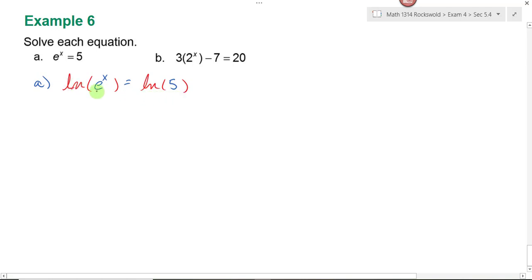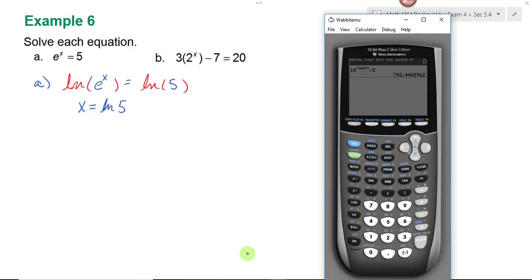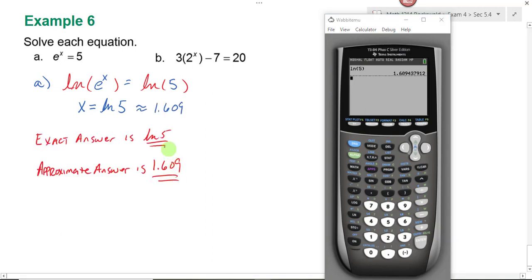ln's and e's cancel each other out because this is a log base e of e raised to an x, and that gives us x on the left-hand side, and that's going to be equal to the natural log of 5. I can use my calculator then to get a decimal approximation for this. Natural log 5 would be the exact value, but natural log 5 is approximately equal to 1.609. So my exact answer is the natural log of 5. My approximate answer is 1.609.